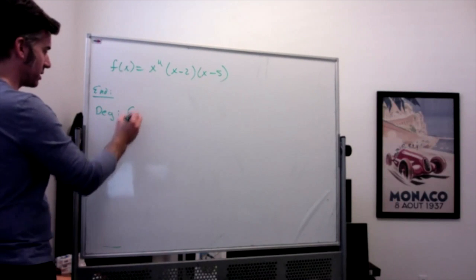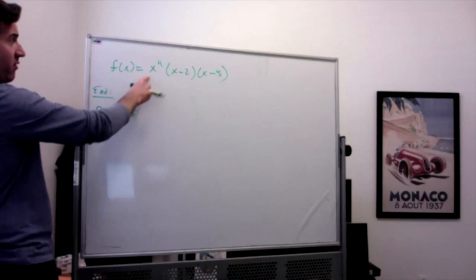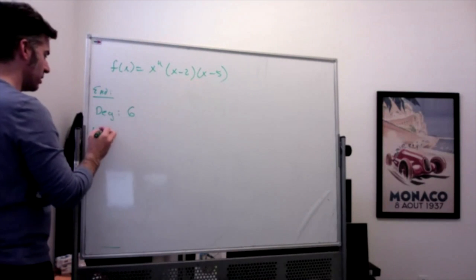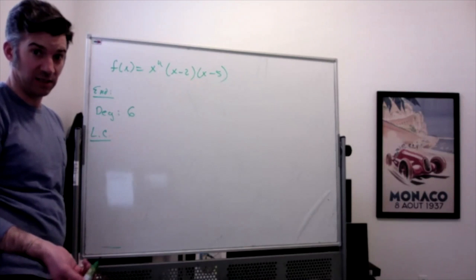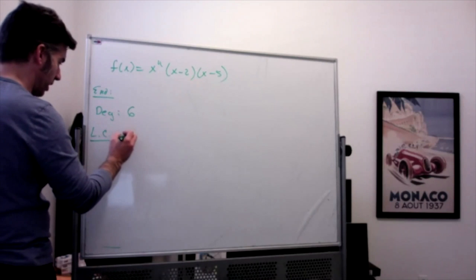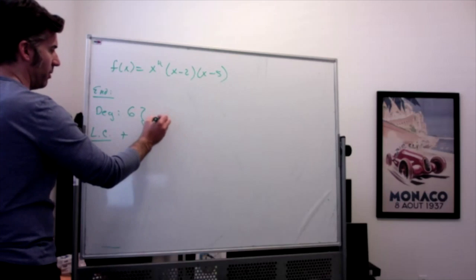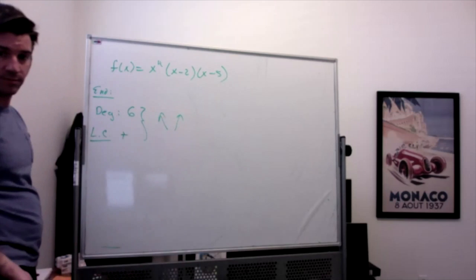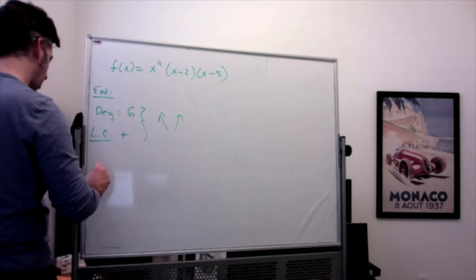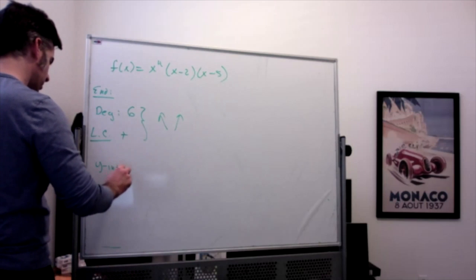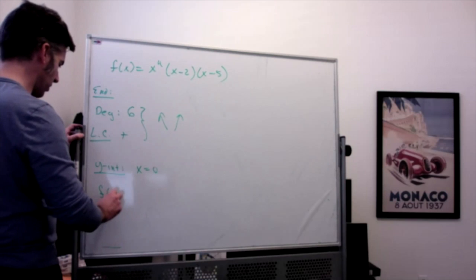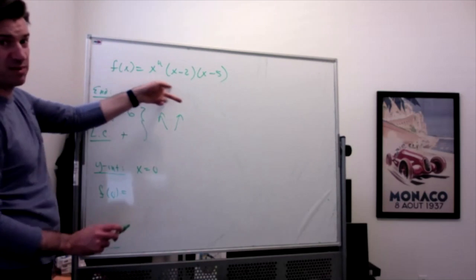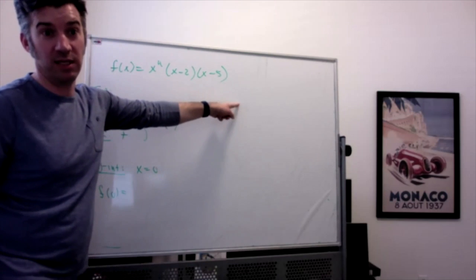Yeah, 6. Right, because you have an x to the 4th times an x times an x. The leading coefficient, again, if you multiply it out, that first term would be positive x to the 6th. So it's going to be positive, and that's going to mean it's up on the left and up on the right. The y-intercept, if you set x equal to 0, f of 0 is going to be 0 times, it doesn't matter because 0 times anything is 0.